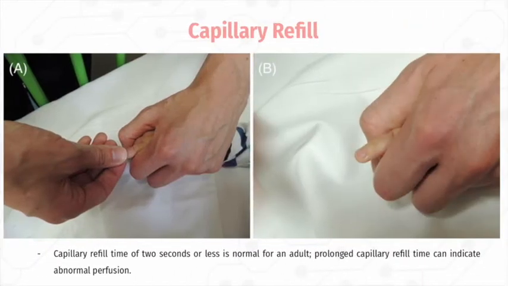For capillary refill, you should assess this by pressing on the nail beds to evaluate the peripheral vascular perfusion. Note how long it takes for the distal capillary bed to regain its color after pressure has been applied to cause blanching. Capillary refill time of 2 seconds or less is normal for an adult. Prolonged capillary refill time can indicate abnormal perfusion. Capillary refill time can be affected by age, temperature, ambient light, and pressure application.